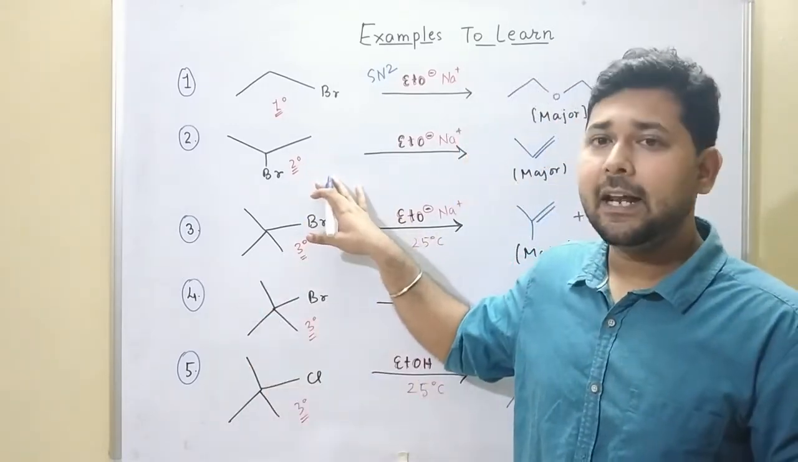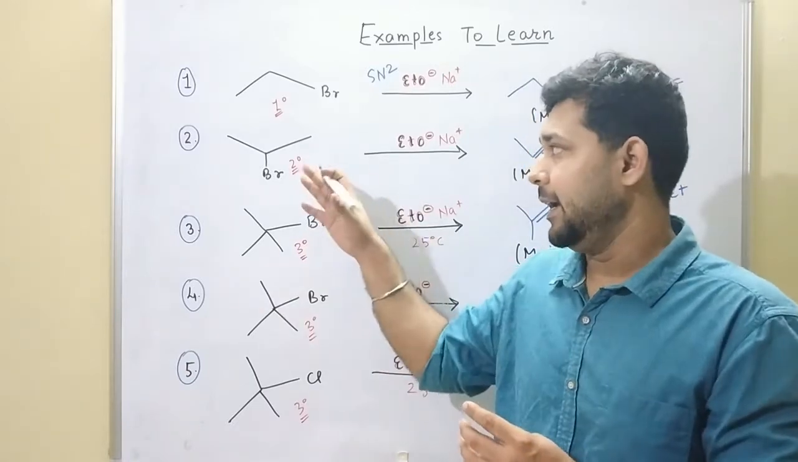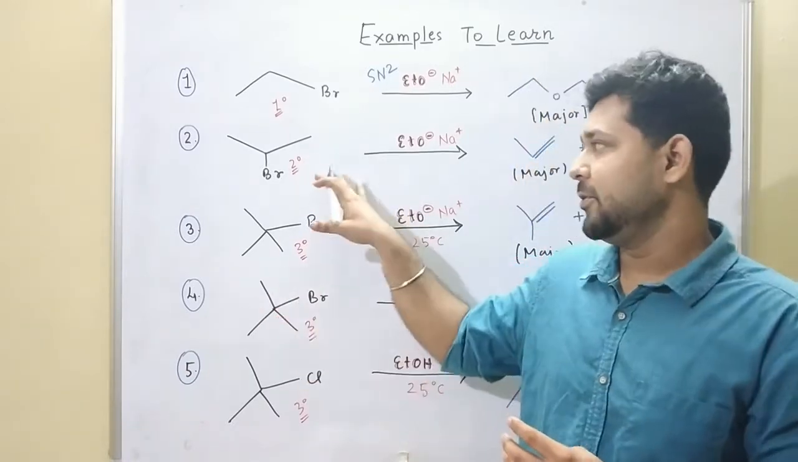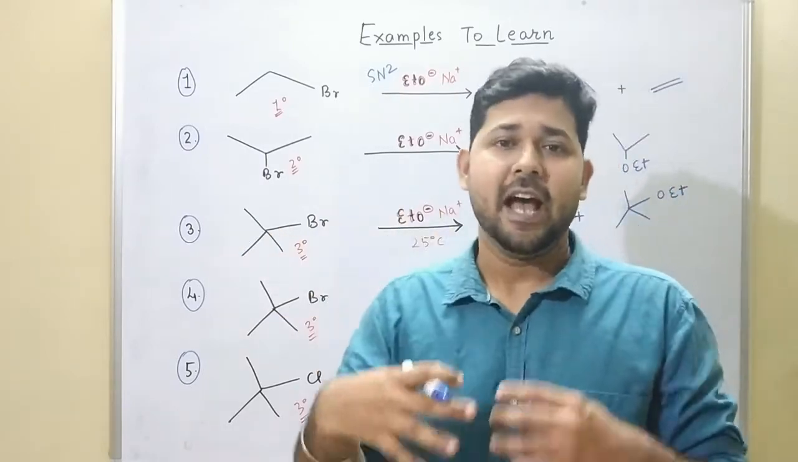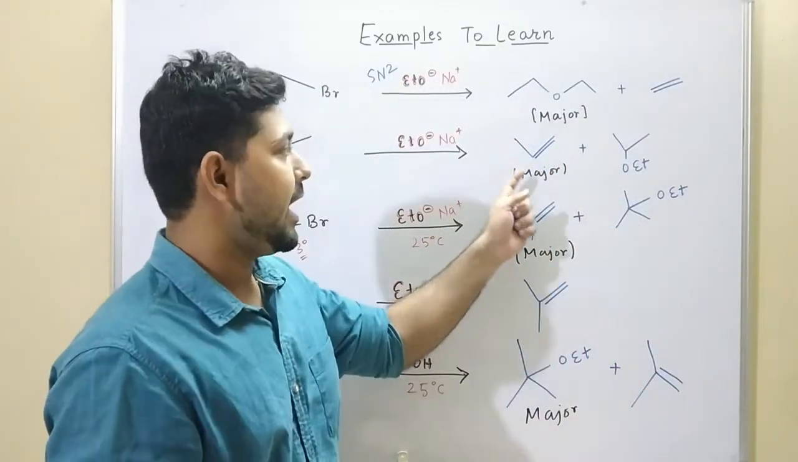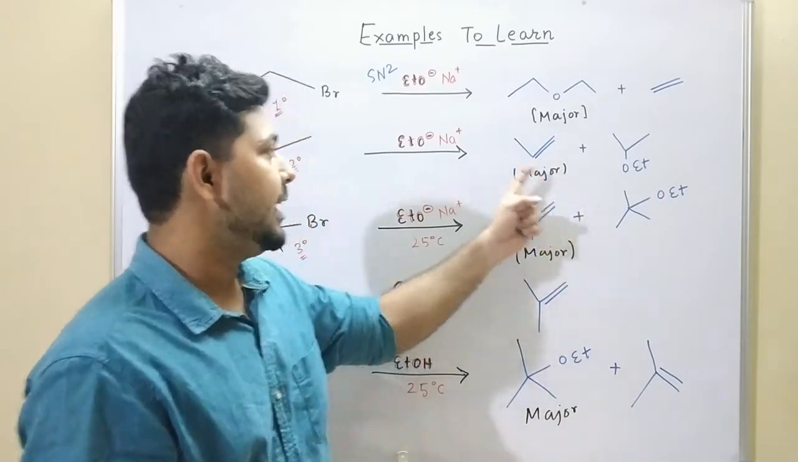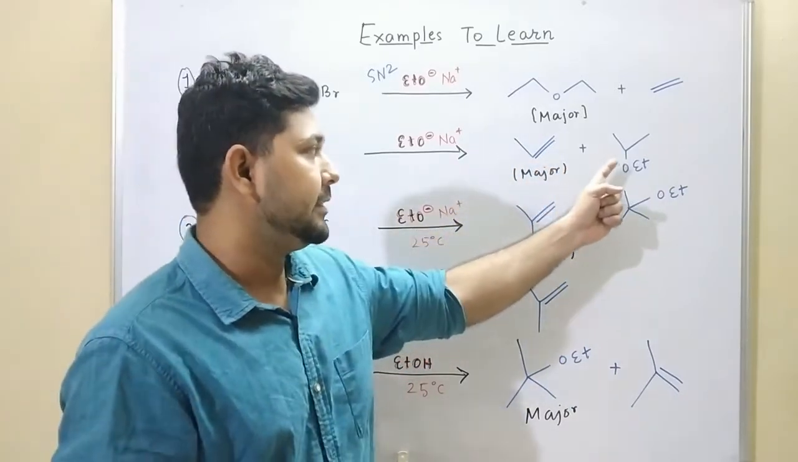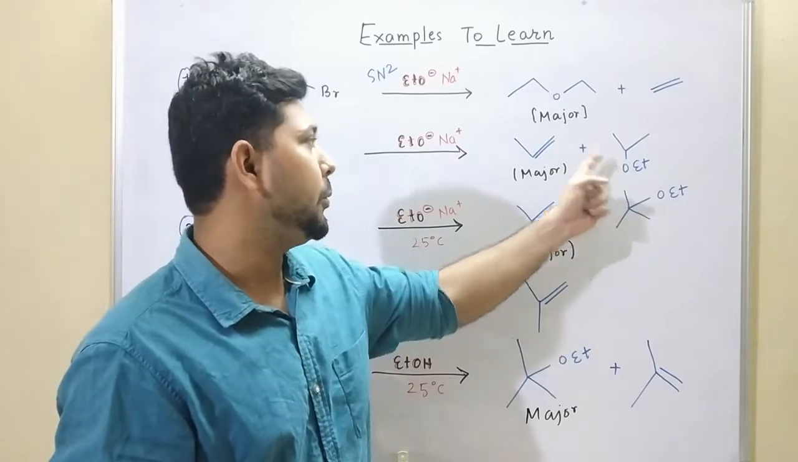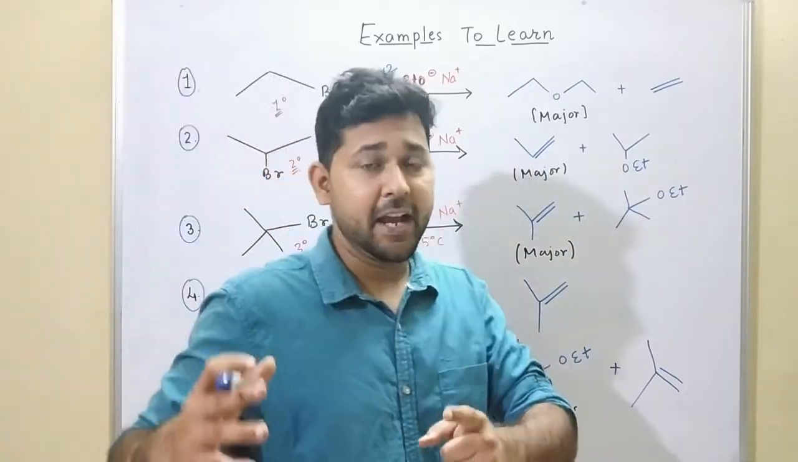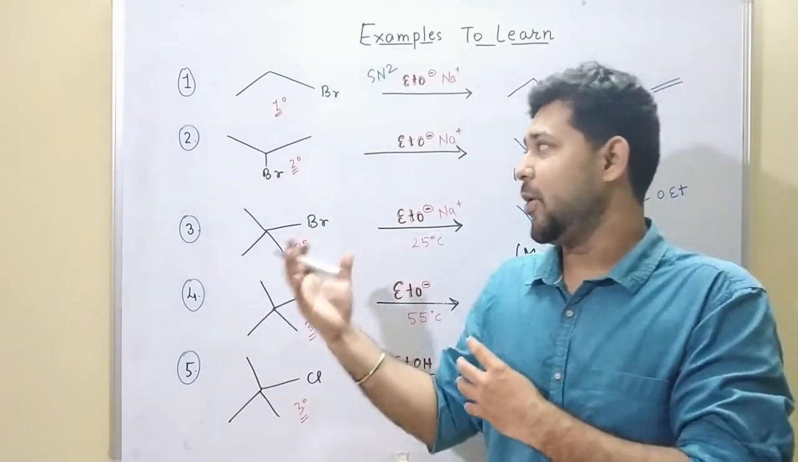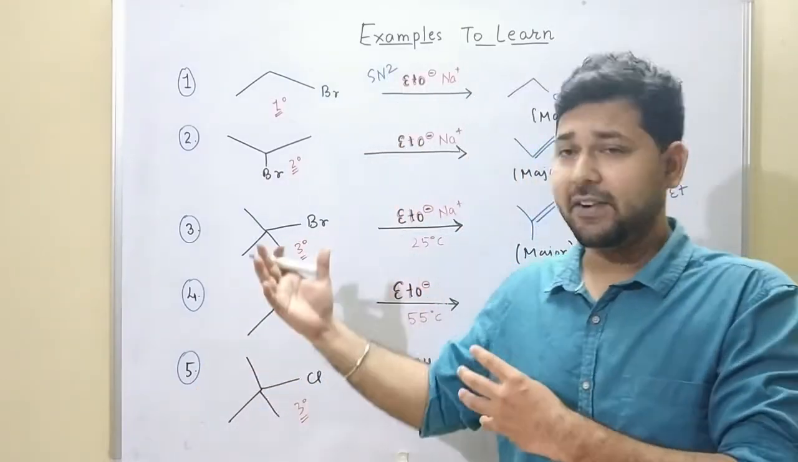Now this is a 2 degree alkyl halide, and there would be some steric hindrance. So I will not prefer SN2. I will prefer E2 over SN2. Here also I got both products. This is the elimination product. This is the substitution product. SN2, E2. But the major one is E2. Here again, you should learn all these things, guys. It is quite interesting.